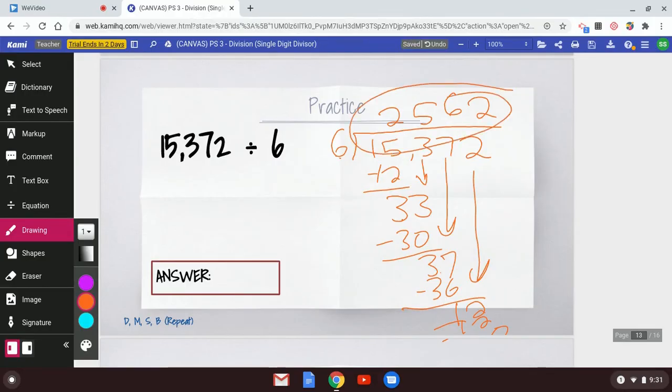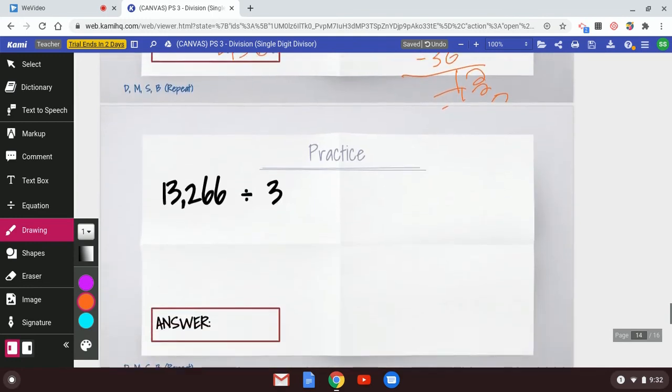So here's my answer, 2,562. If you got that right, I want you to give yourself a pat on the back. Ready? Go. Good job. Go ahead and pause and try this one.